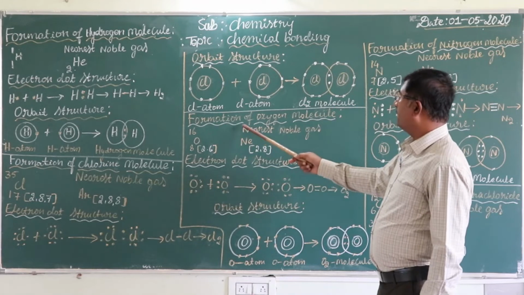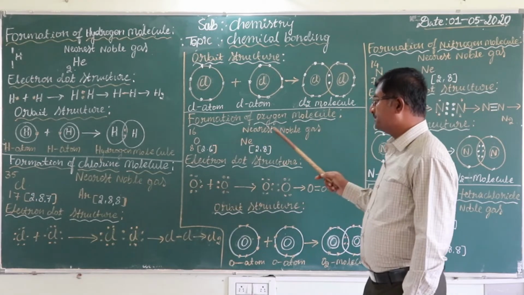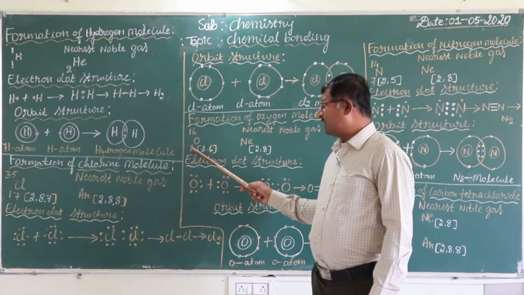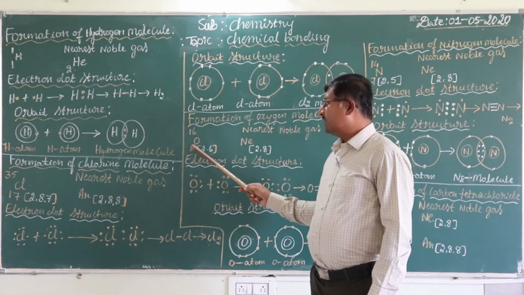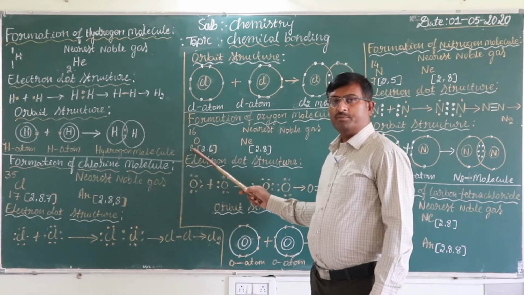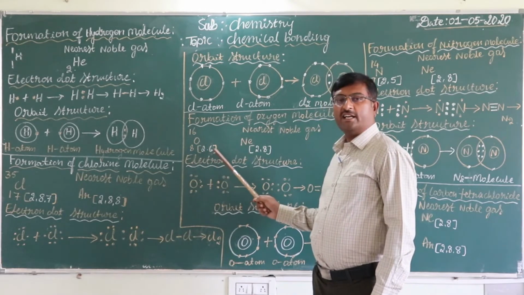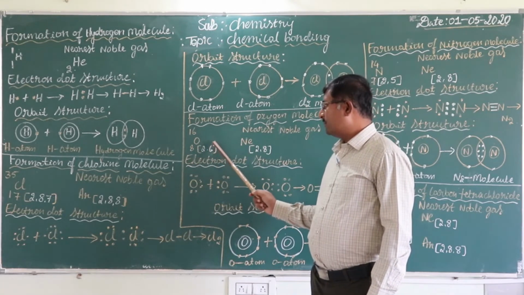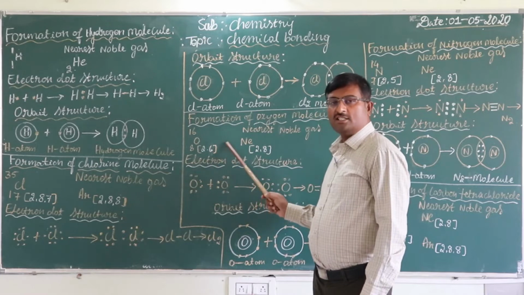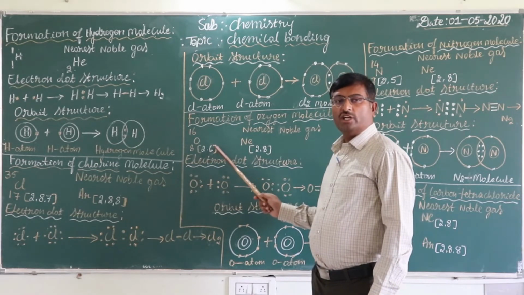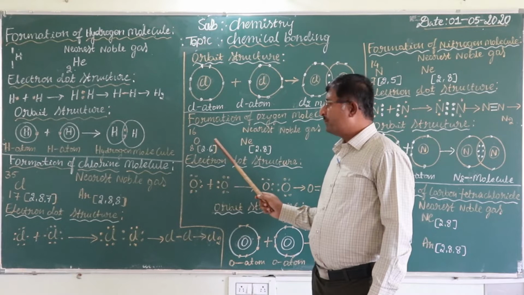Next we will go to the formation of the oxygen molecule. The atomic number of oxygen is 8, that means 8 electrons are there. In those 8 electrons, the first orbit has 2 electrons and the second orbit has 6 electrons. In the outermost orbit 6 electrons are there in the oxygen atom, so it is in unstable configuration.